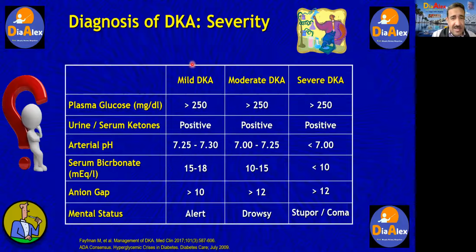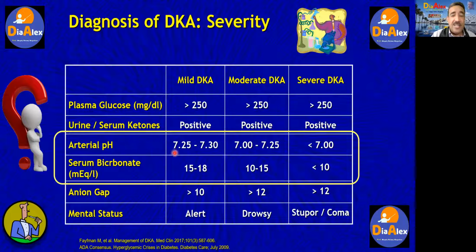Comparing the mild to moderate to severe DKA, you can see very well that it's not at all about how high is the blood glucose. It's not at all about how heavy is the ketones in the serum or the urine. But it's all about the degree of acidosis. So in mild DKA, the pH is ranging from 7.2 to 7.3, and the bicarb in the range of 15 to 18 milliequivalent per liter.